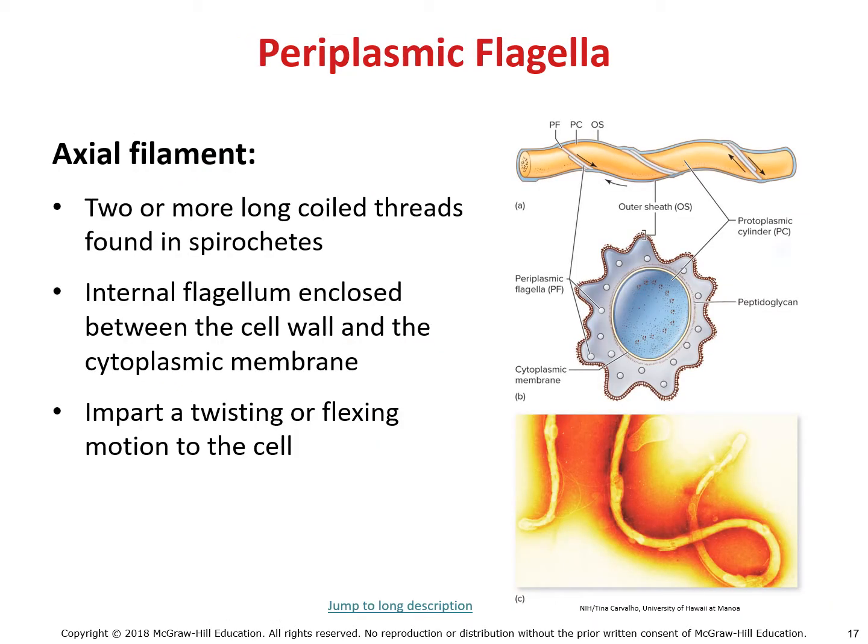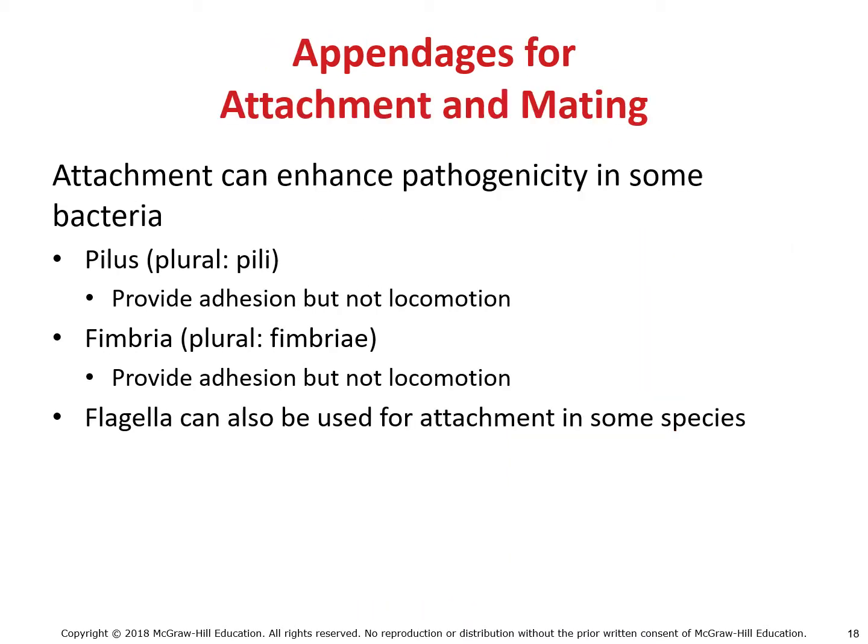So there is a unique endoflagella that we should probably talk about that's very unique to our spirochete bacteria. An axial filament is again an internalized flagella. So it's two or more long coiled threads found within spirochetes. What happens here is this is important in creating a twisting or torquing of the cell itself, creating rotation. That rotation can actually allow for the opportunity for the bacterium.